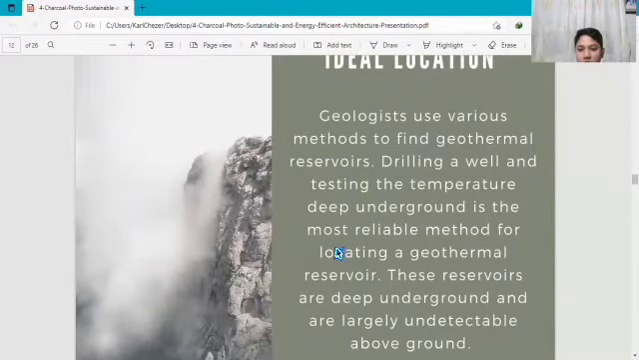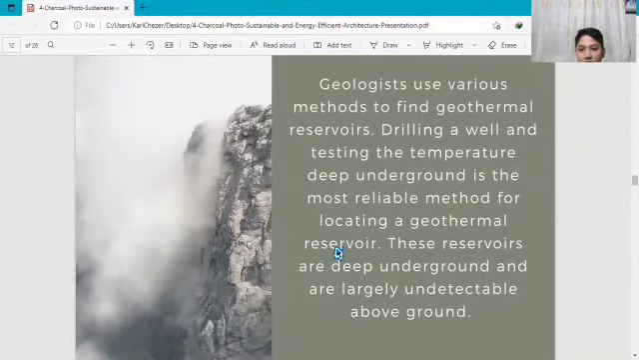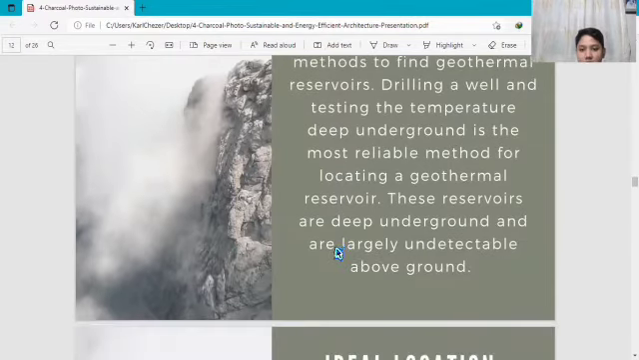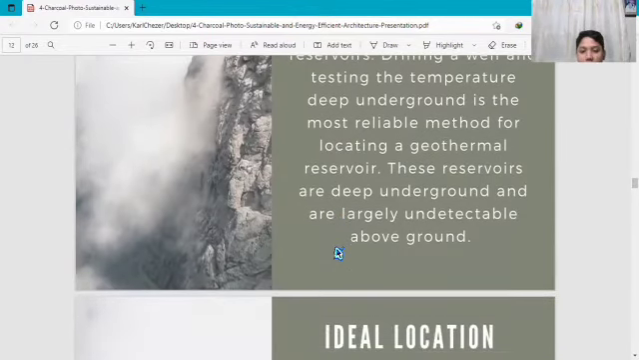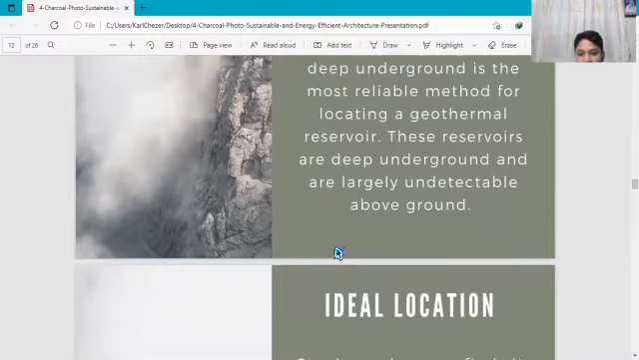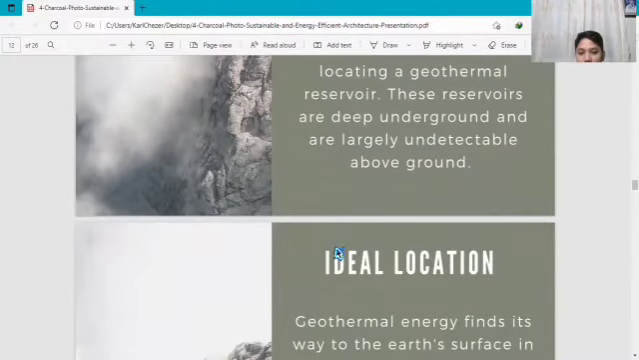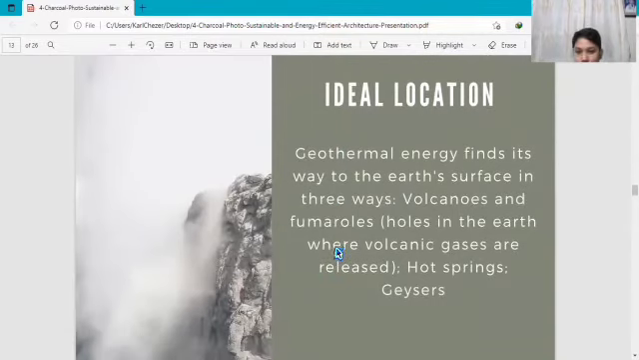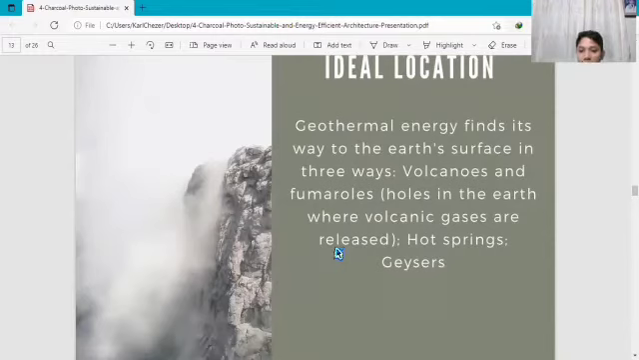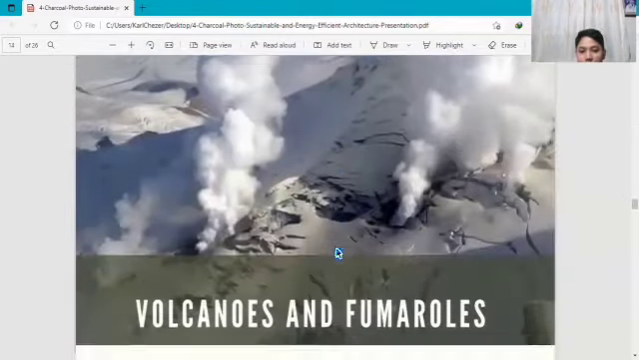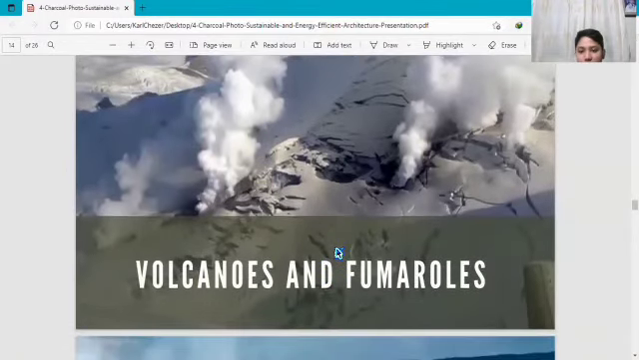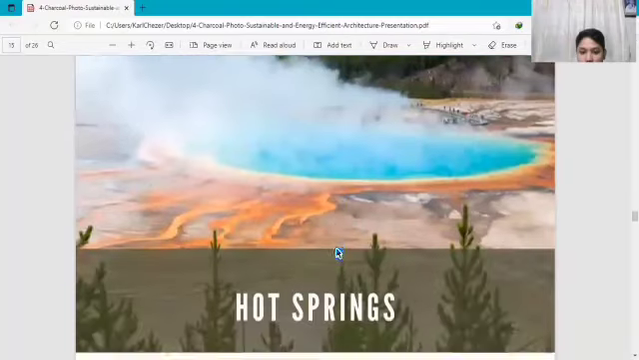Geologists use various methods to find geothermal reservoirs. Drilling and testing the temperature deep underground is the most reliable method for locating a geothermal reservoir. These reservoirs are deep underground and are largely undetectable above ground. Itong geothermal energy finds its way to the Earth's surface in three ways: volcanoes and fumaroles, holes in the earth where volcanic gases are released, and hot spring geysers. Ito kung saan matatagpuan sa volcanoes and fumaroles. Ito yung picture niya.